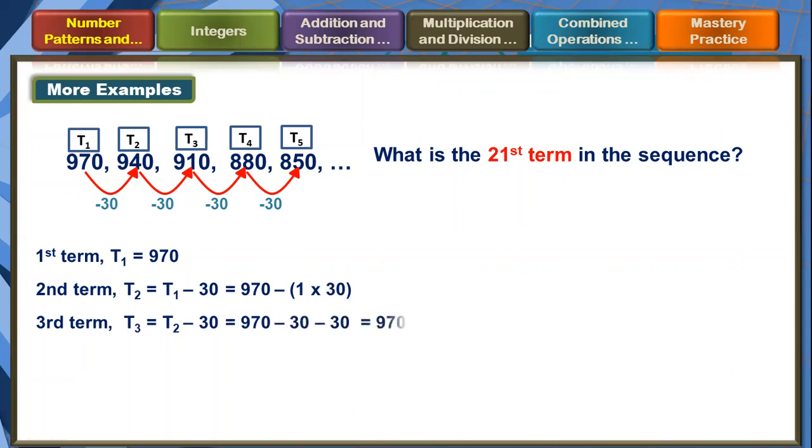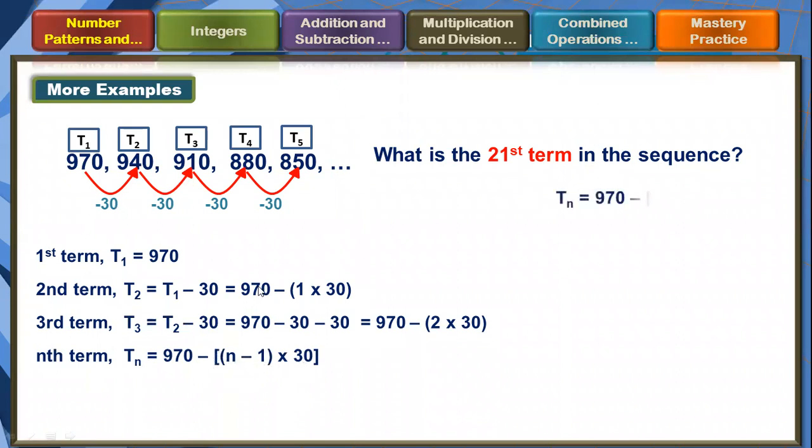So we can simplify that one. 970 minus 2 times 30. So what's the n term? So T sub n equals 970 minus n minus 1 times 30. So here we have n minus 1 times 30. Remember, where did we get this n minus 1? So here, minus 1, minus 1. This one should be minus 1 also.